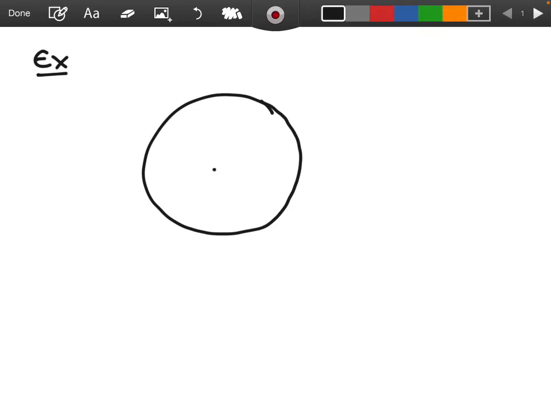The next example that I'm going to look at, again, is going to be where we use this formula to find the radius. So I've got that an arc of length 15 centimeters subtends an angle of 70 degrees. So let's draw this on a circle. I've got a 70-degree angle, and I know that the arc length is 15 centimeters. The question is, what is the radius of this circle?